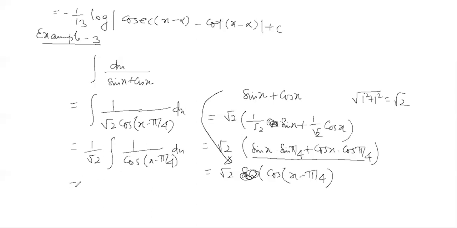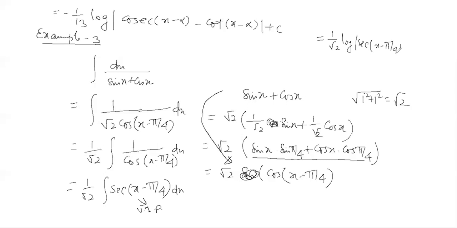Just taking out the constant from the integration, 1 upon cos of x minus pi by 4, and cos is the reciprocal of whom? Cos is the reciprocal of sec. Sec of x minus pi by 4. Alright? This one is what? VIP integration. Alright? So I can write equals 1 upon root 2 log of sec x plus tan x, right? Sec x plus tan x. This is the formula.